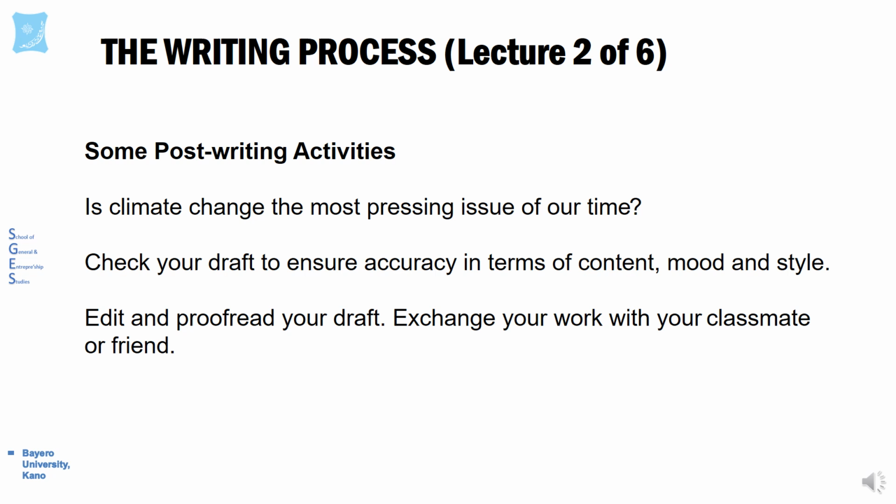Now we have some post-writing activities related to the same topic we have been using. Is climate change the most pressing issue of our time? Now we have two activities here. Check your draft to ensure accuracy in terms of content, mood and style. You are advised here to check the draft that you have compiled at the previous stage to make sure it is accurate in terms of content, mood and style. Then finally, edit and proofread your draft. Exchange your work with your classmate or a friend so that you can edit and proofread for one another.